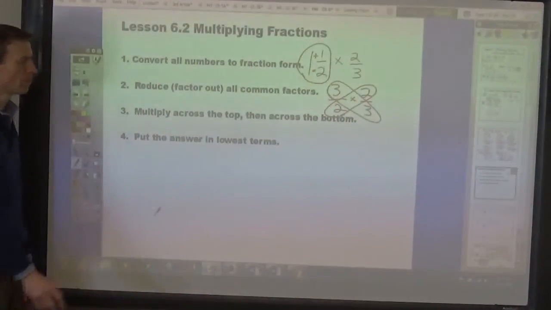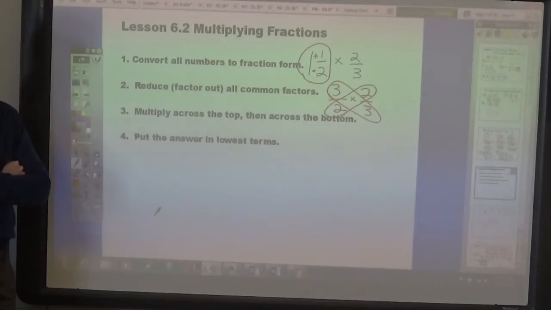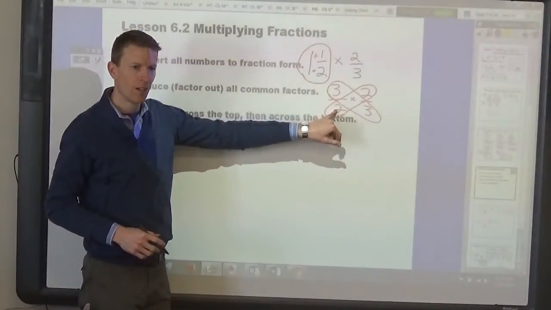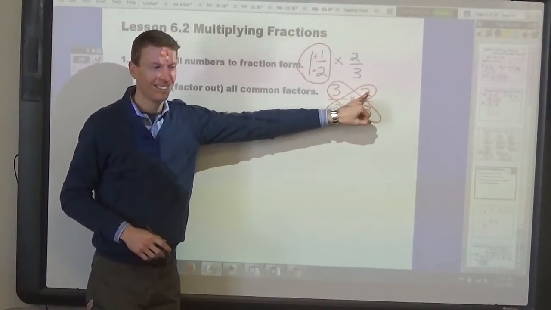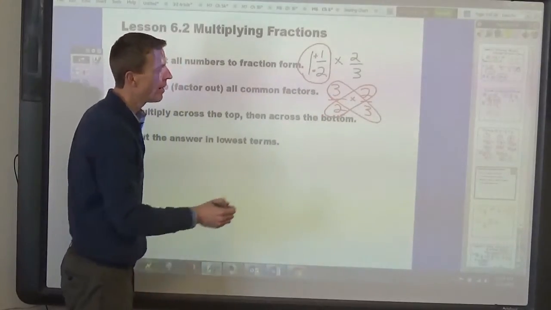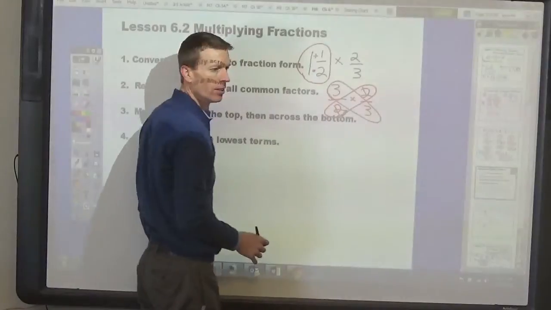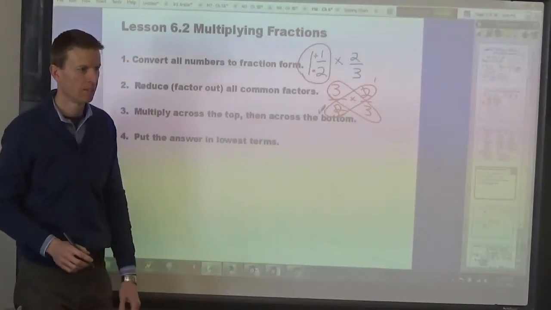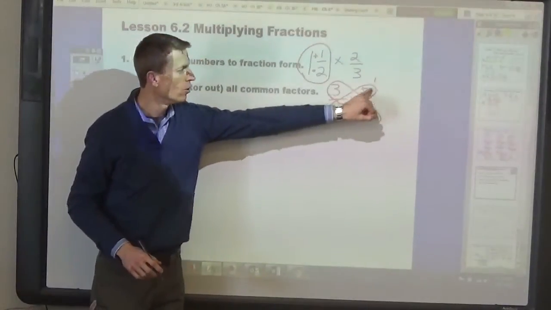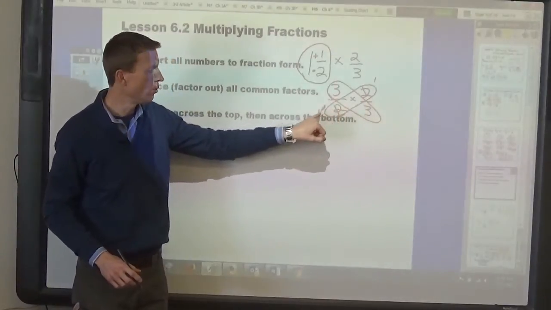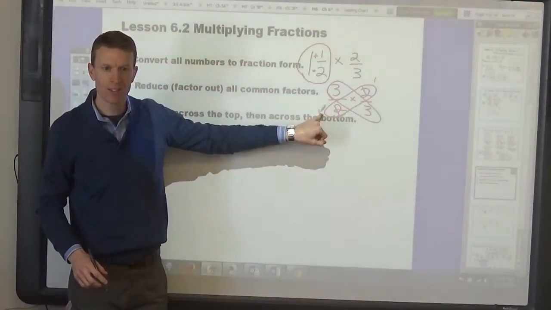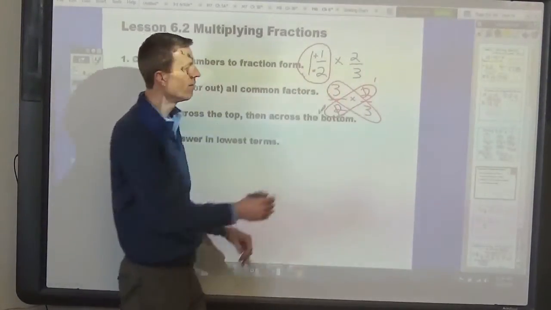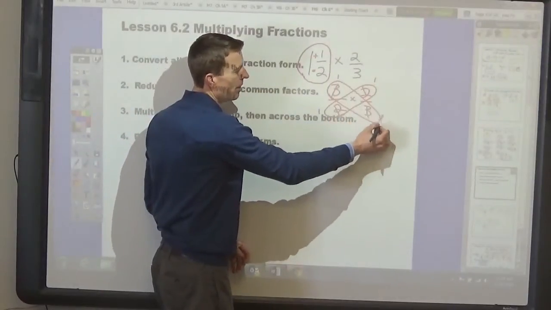What do you notice about this one? Yeah, this is 2 over 2. They have a common factor. 2 is the common factor. So we can reduce this 2 over 2 to 1 over 1. 2 divided by 2 is 1, and 2 divided by 2 is 1. And you can do the same thing to the 3's. Take out the 3's out of both of these numbers. 3 divided by 3 is 1, and 3 divided by 3 is 1.